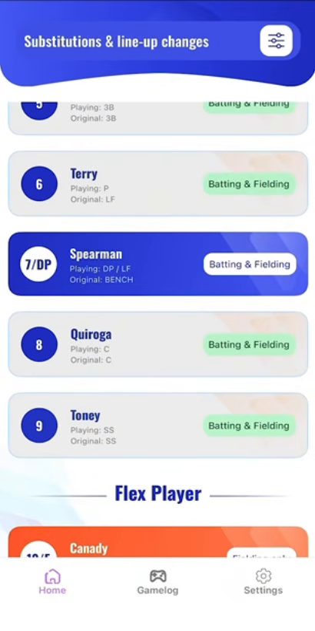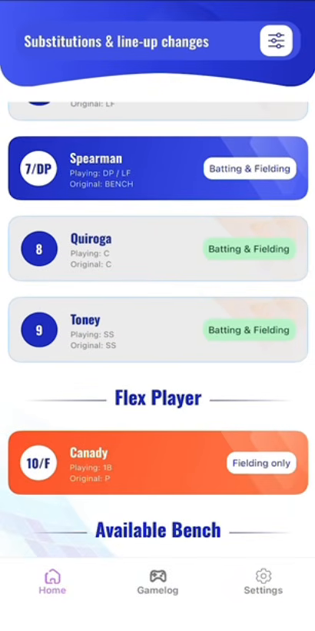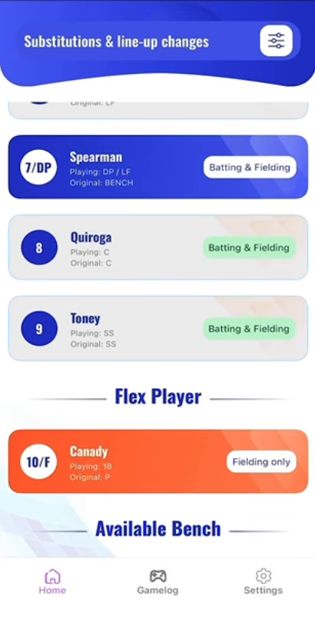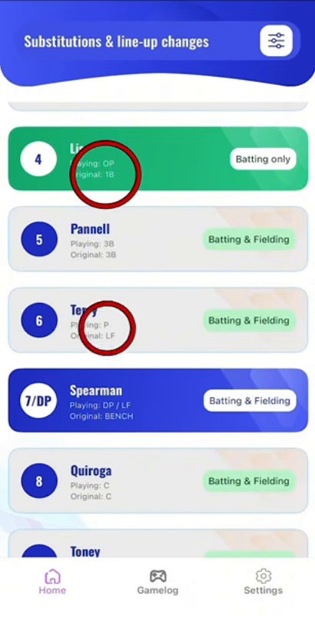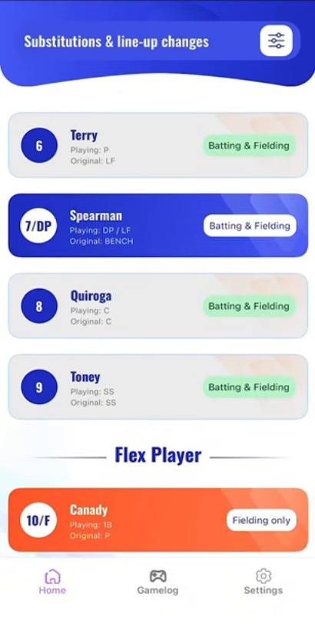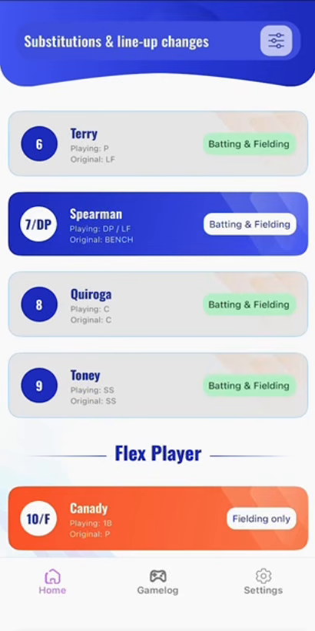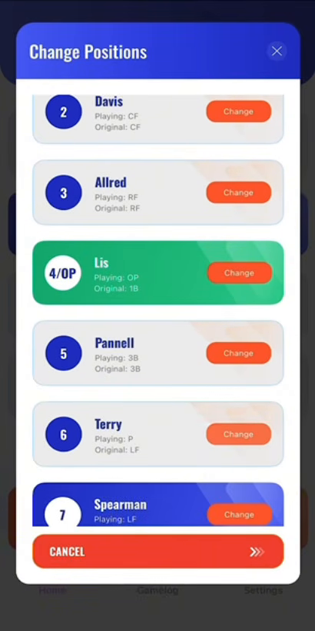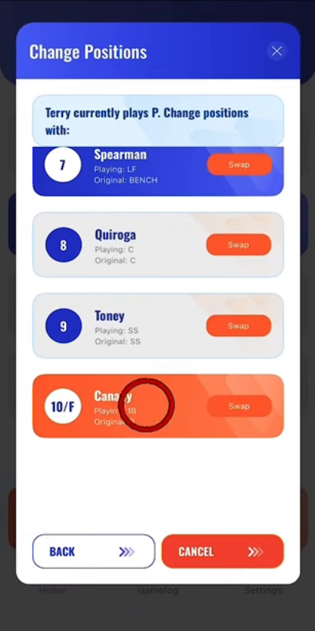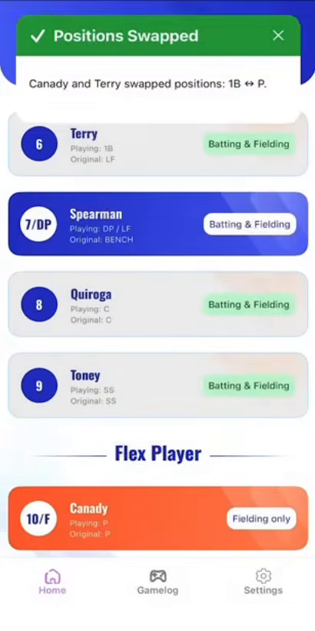We've got Terry pitching, Liss is the OP, and Canady at first base. Again, if we wanted to switch that back to Liss OP, Terry pitcher, Canady at first, we can switch that back. So we can just change positions as much as we want. I know Texas Tech did it at least 1 or 2 more times. So here we go, change position. We're going to say, hey, I don't want Liss at the OP anymore. I want Terry going to the OP. I want Canady going to pitch.